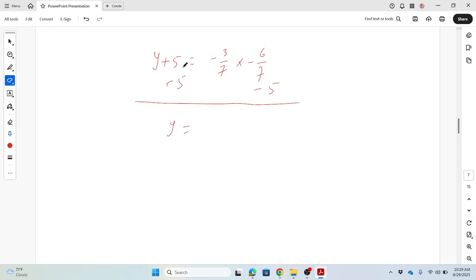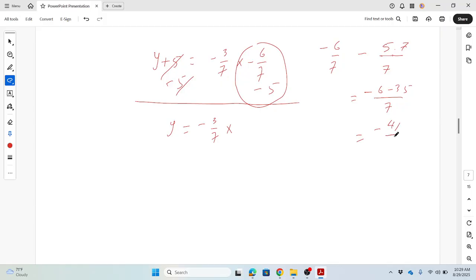So y would be, this is gone, negative 3 over 7x. Now you have to add these two numbers, negative 6 over 7 and negative 5. Because there is nothing on the denominator, I can make it 7 by multiplying the top by 7 and bottom by 7, because I would like to combine them. That would be negative 6, negative 5 times 7 is 35, divided by 7, which is negative 41 divided by 7. So after you add these two numbers, it's going to be negative 41 divided by 7.